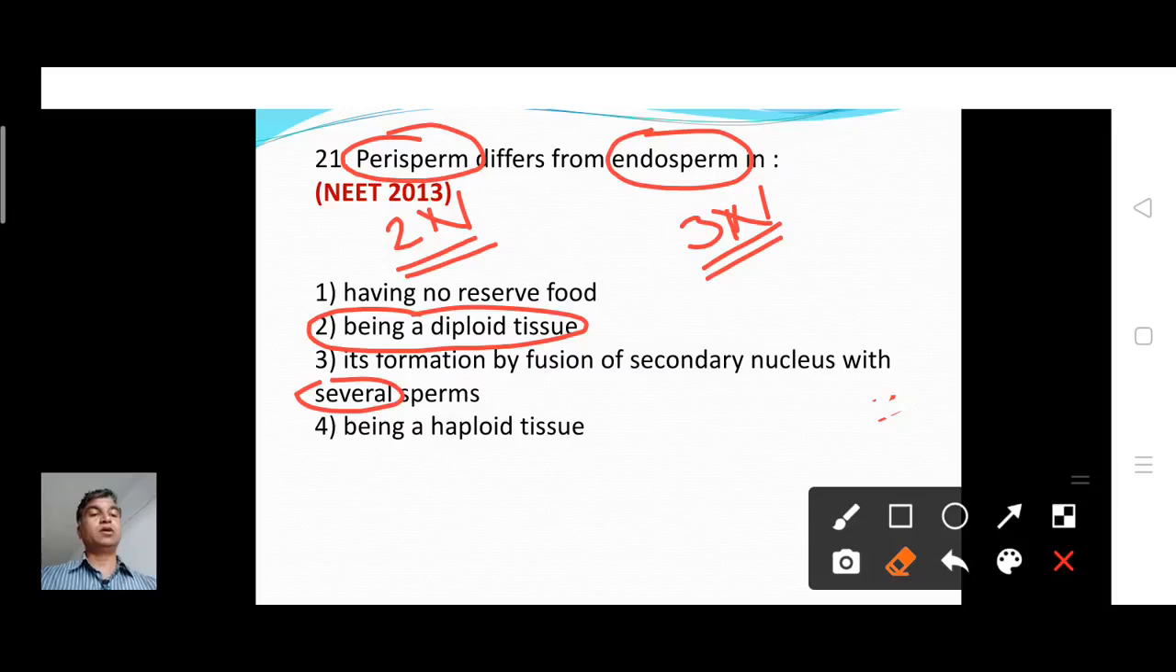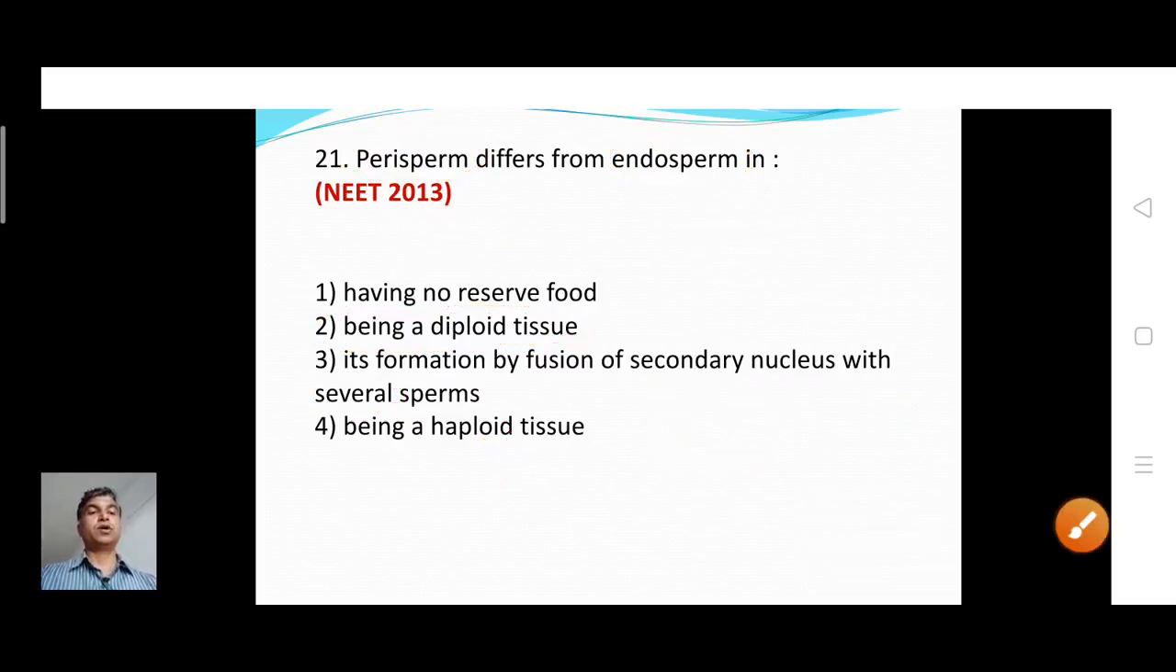Secondary nucleus means the two polar nuclei fuse, and with them only one male gamete fuses. That's why it is a triple fusion. Being a haploid tissue, no. Haploid, no. These are sporophytic tissues, they are always diploid only. Here, the perisperm differs from the endosperm in matter of ploidy. Perisperm is diploid, endosperm is triploid. The second option is the correct one. So the answer is second.